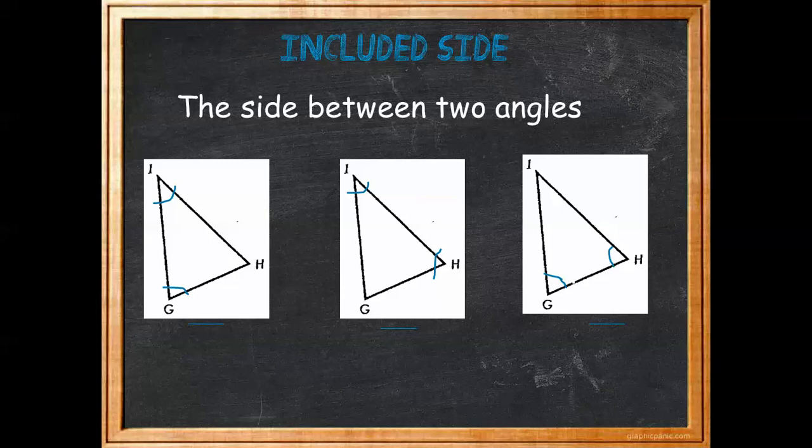The included side would be the same thing as an included angle, except now we're talking about a side that's in between 2 angles. So if we're given angle I and angle G, our included side is going to be GI. If we're given angle I and angle H, our included side is going to be HI. If we're given angle G and angle H, our included side is going to be GH.